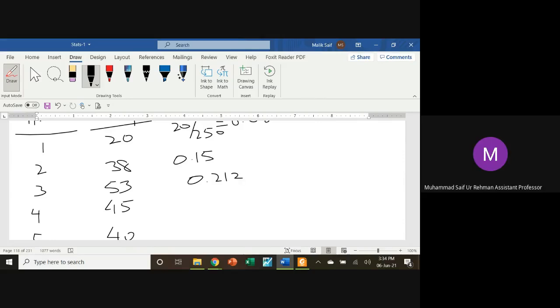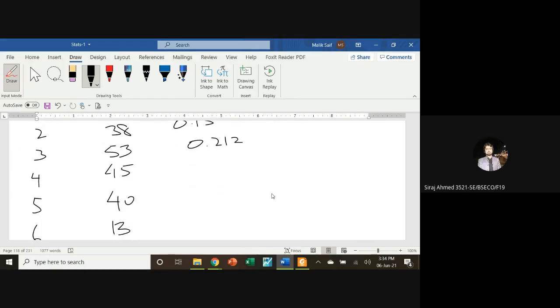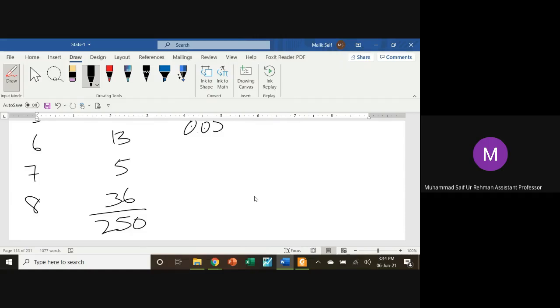It is better to take it up to 3 decimal points. If you are using 2 decimal points, then all figures should be up to 2 decimal points. Then 45 divided by 250 is 0.18, 40 divided by 250 is 0.16, 13 divided by 250 is 0.05, 5 divided by 250 is 0.02, and 36 divided by 250 is 0.14.